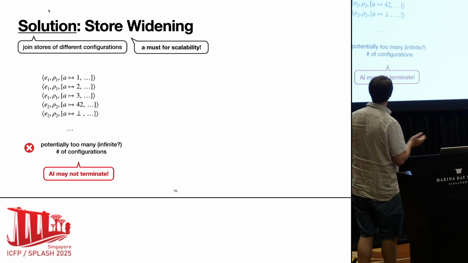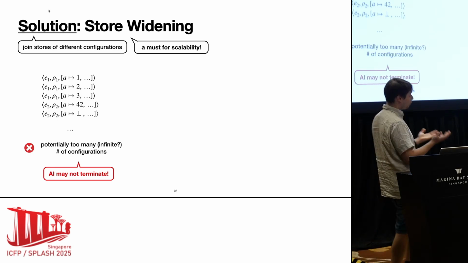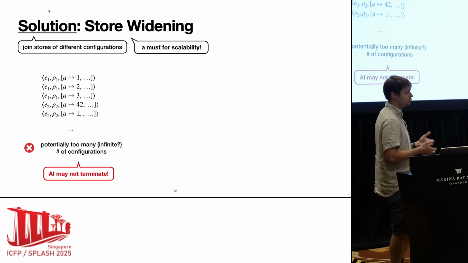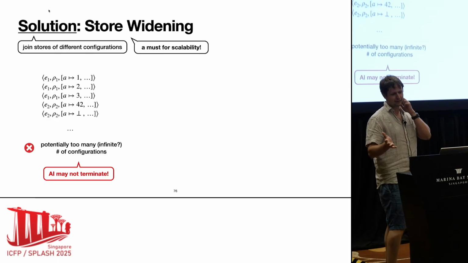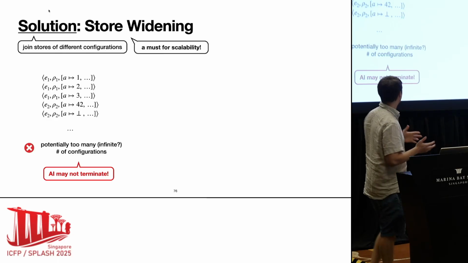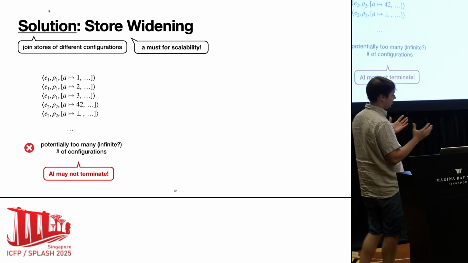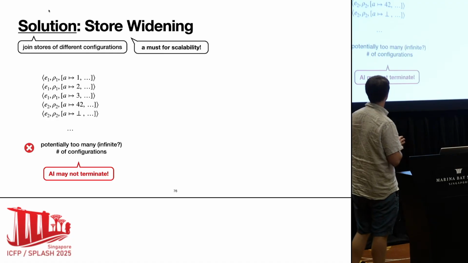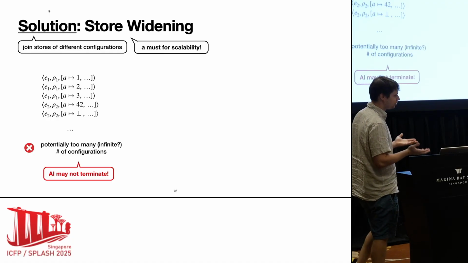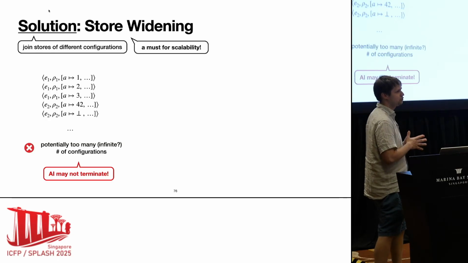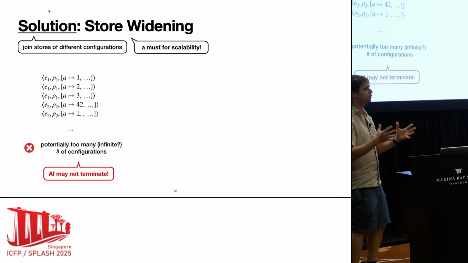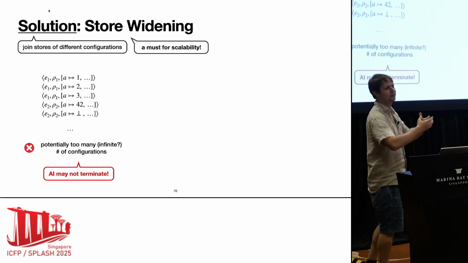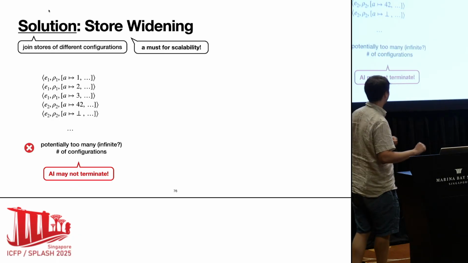So what's the typical solution for this? Well, the typical solution is store widening, which joins the stores of different continuations together to improve scalability. Typically, in this setting, people employ global store widening, where basically the stores of all configurations are joined together into a single store. Unfortunately, global store widening wouldn't work well with abstract garbage collection, because if everything that you need has to be in that single store, then you cannot remove anything from that store with garbage collection.